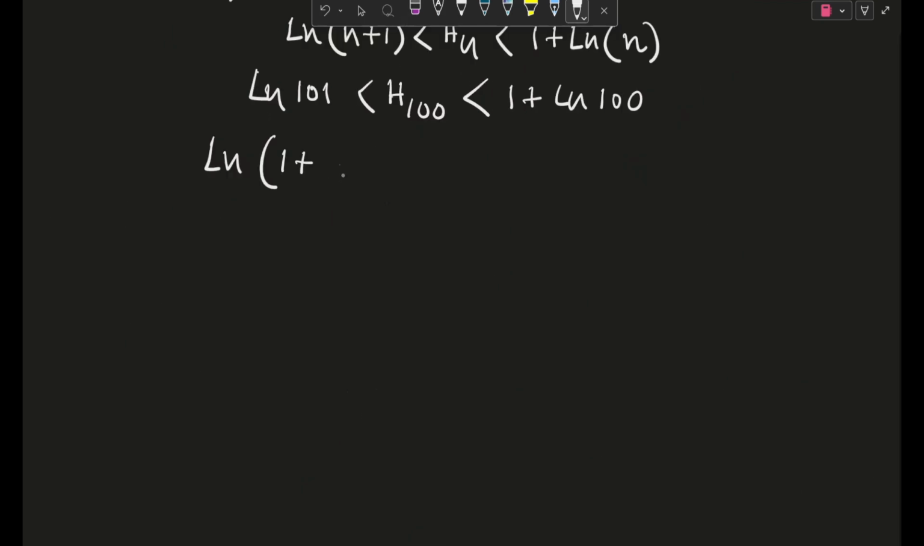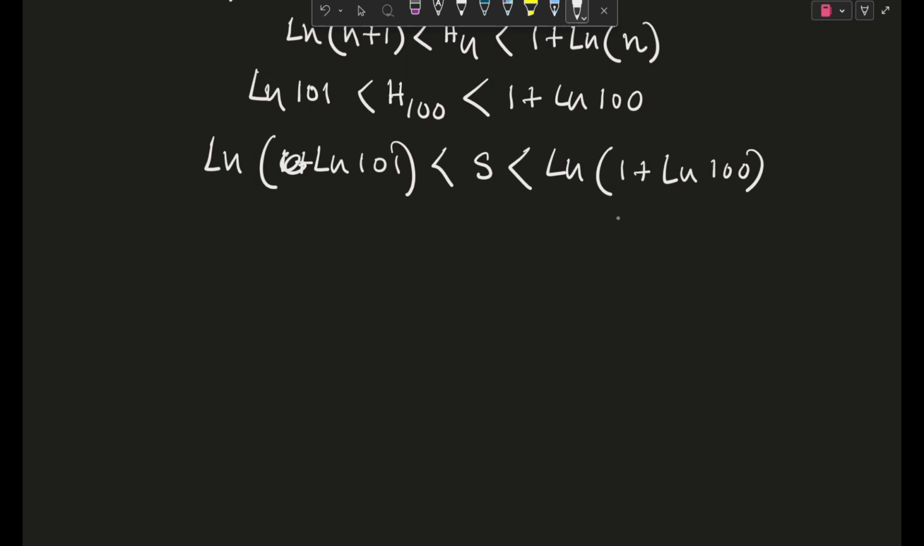So this thing is actually ln of 101 less than h of 100 less than 1 plus ln 100. So what I'm now going to do is take ln once again on both sides. And now ln of h of 100, you get s. So this is our final bounds, the bounds for s. Absolutely final bounds for our expression. If it was in n, we could have found the general one also, but because we are given 100, we are going with that.